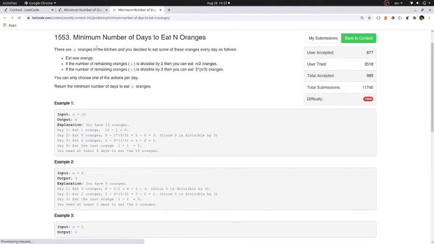So this problem says that there are n oranges, and on each day you can either eat one orange, or you can eat half of the oranges, or you can eat 2/3 of the oranges, if they are divisible by 2 and 3 respectively. So one thing to note is that in each step oranges are either decrementing by 1, or are getting halved, or are getting reduced to 1/3.